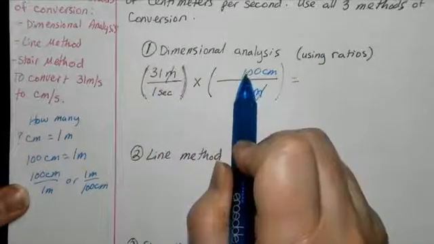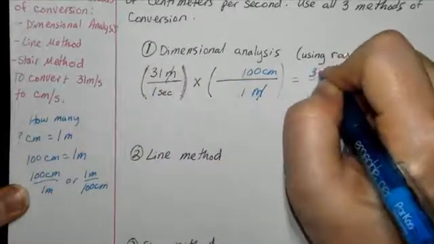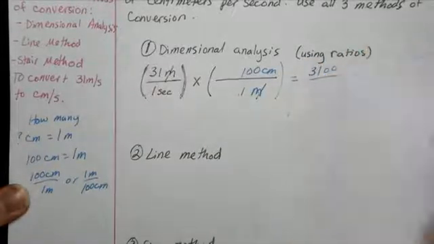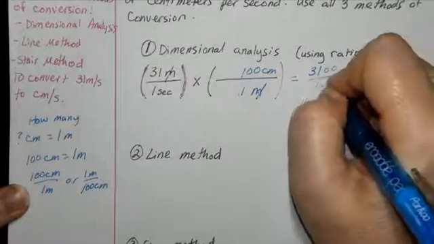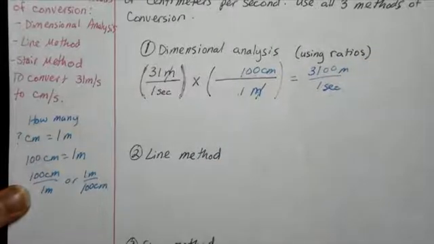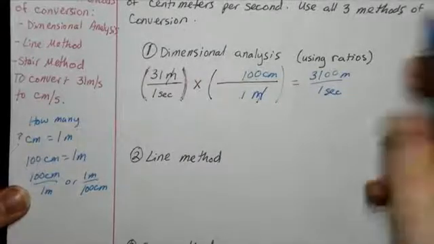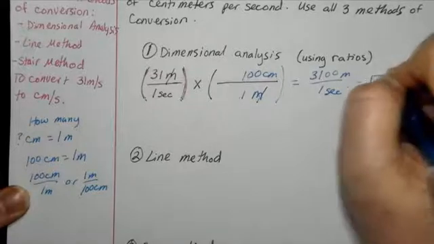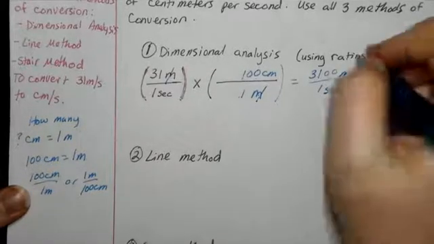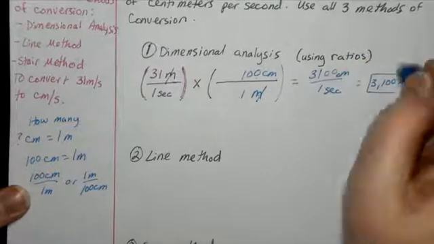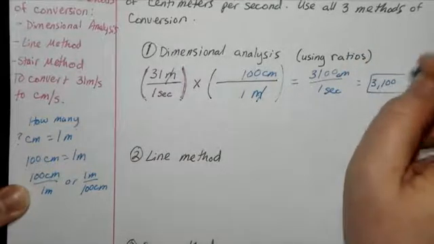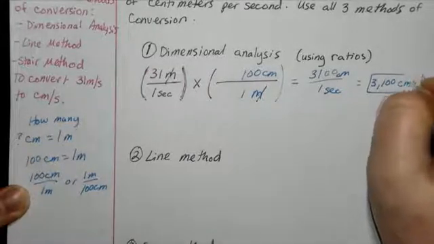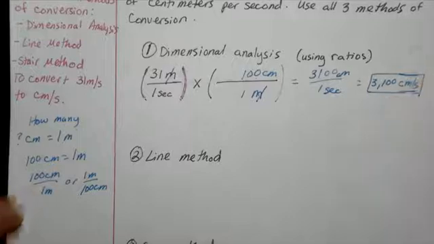So 31 times 100. Luckily, there's just zeros. I can do 31, and I have 2 zeros. I love multiplying by powers of 10. It's so easy. So I have 3,100 meters over 1 second, which is just 3,100 meters per second. Or centimeters per second. Guys, you didn't catch me on that. Okay, some of you probably did. But I didn't hear you. There we go, centimeters per second.